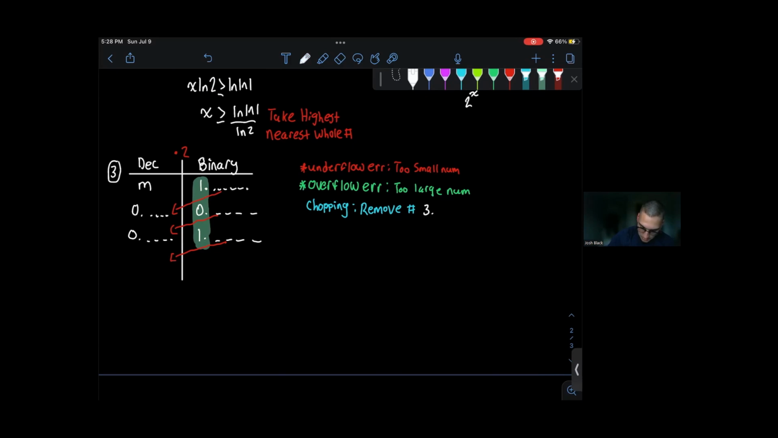So if we had the number 3.1415 and we were to ask it to chop, it would take the 5, just get rid of it, and our number would be 3.141. For rounding, it will round to the nearest decimal. So when we have 3.1415, we would round to 3.142.